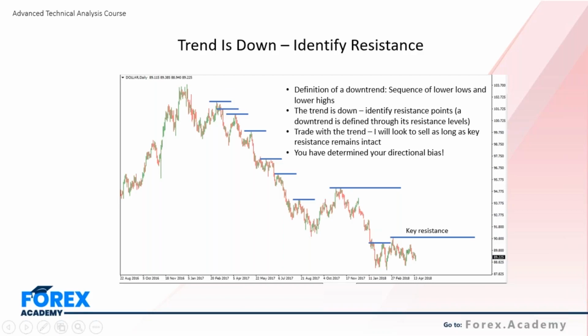So key resistance levels are very important when we're talking about a downtrend. So the trend is down. Identify resistance points, which we can identify with these blue lines. A downtrend is defined through its resistance levels. So it's a series of lower highs. That allows us to define it as a trend. Now, trading with the trend is a very high probability approach, and that means I will look to sell as long as key resistance remains intact, and it does on nearly every single occasion, pushing prices lower.